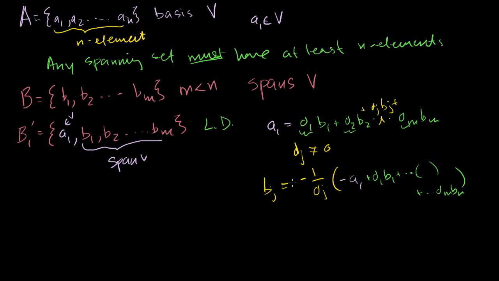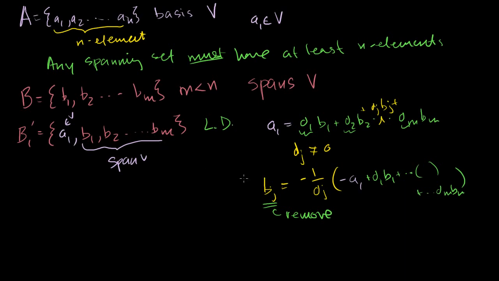You can rearrange it so that you can write one of the other guys as a linear combination of the rest of the other guys and A1. And you say, you know what? This guy is now redundant. I don't need this guy any longer to continue to span V. Clearly, this set still spans V. I mean, I added an extra vector here. But I can remove this guy right here. I can remove him from my set B1 prime and still span V.